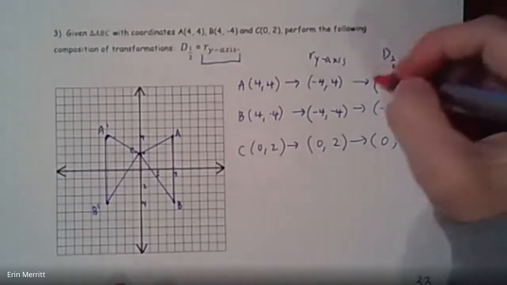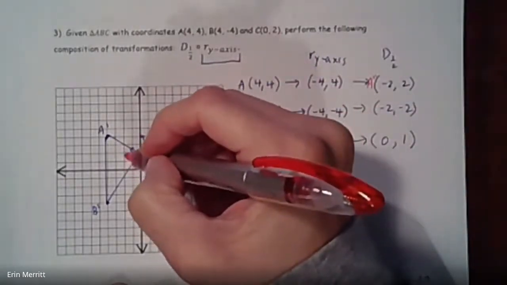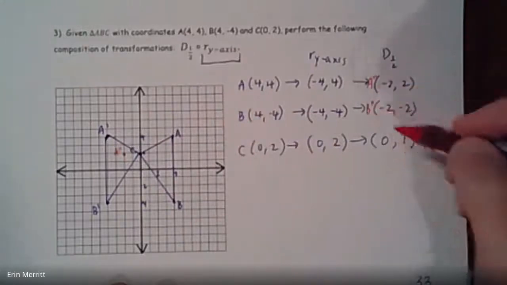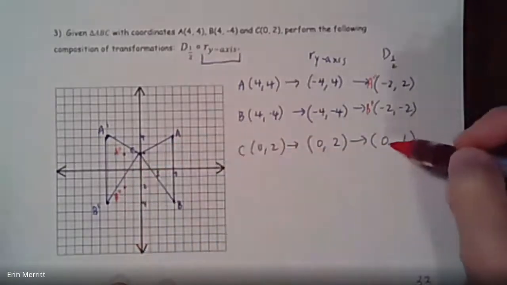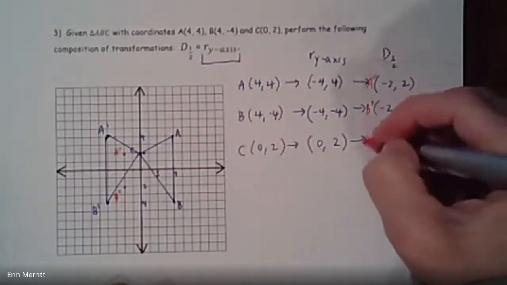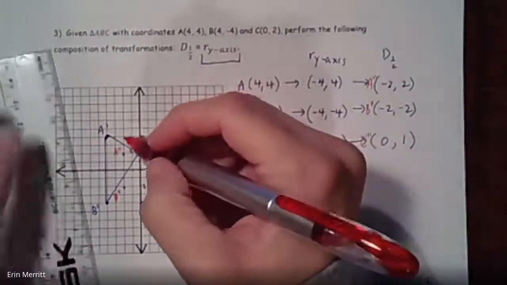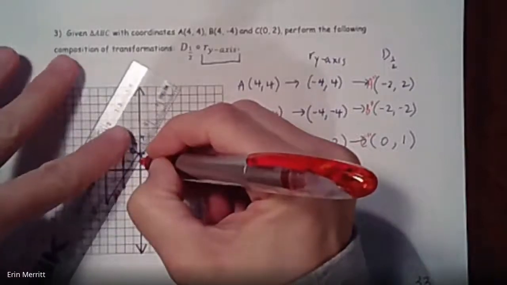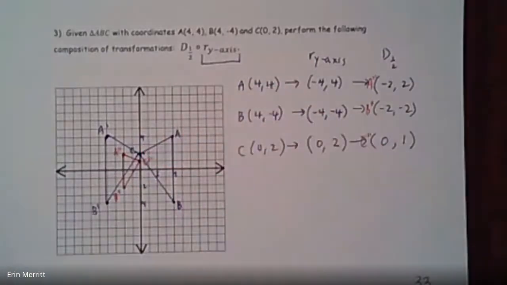But what we should have is that my A double prime, if you will, is at negative 2, 2. My B double prime is going to be at negative 2, negative 2. And then my C double prime just slides down just a touch so that it's 0, 1. Please make sure as you're doing all these, use a straight edge. Even an index card will be useful to use as a straight edge.